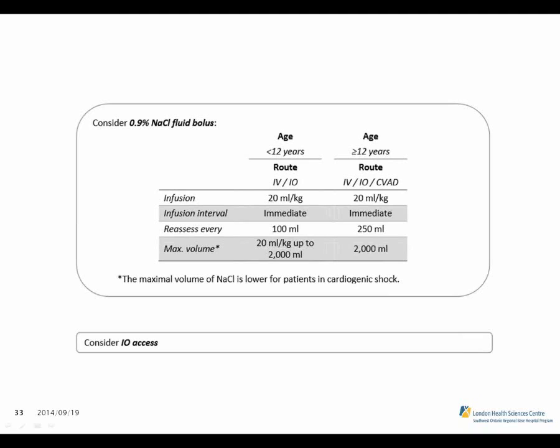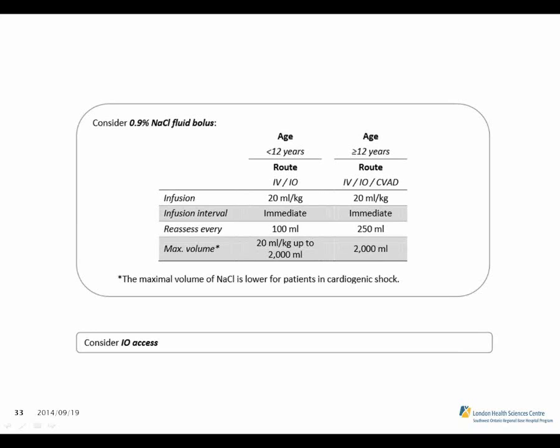A question came in: why is our fluid bolus protocol for cardiogenic shock only 10 mils per kilogram versus 20 mils per kilogram? When patients are in cardiogenic shock, the pump is failing, it's not pumping well. So the use of fluids is to bridge that, to give them a bit of extra pressure. But the problem with cardiogenic shock is because the pump is failing, these patients are more likely to deteriorate into pulmonary edema with increasing fluid volume. So that's why the infusion is 10 mils per kilogram versus 20 mils per kilogram.